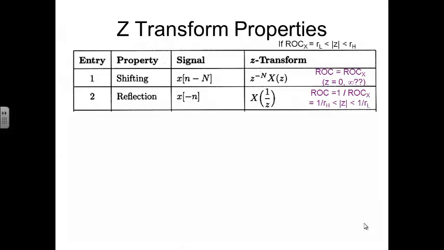If I take a time signal and reverse it in time, so that's like replacing the index n with minus n, we take a transform X of z, and everywhere there's z in the transform, we replace it with the reciprocal, 1 over z.